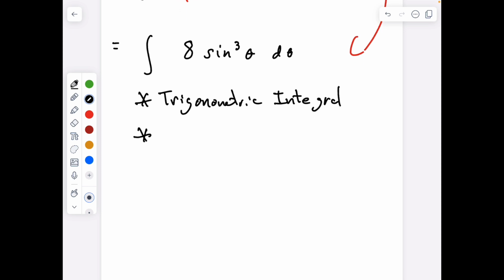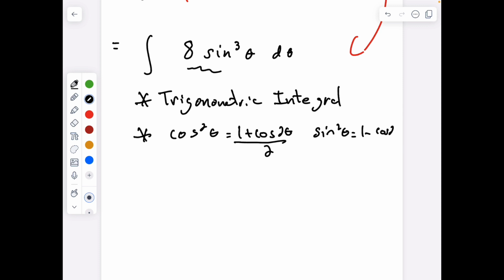That's one technique. You also have trigonometric integrals. You can use a substitution. Often the case is that you have something along the lines of a cosine squared or a sine squared that's left over for your integrand. And you would use the substitutions (1 plus cosine 2 theta) over 2, or (1 minus cosine 2 theta) over 2.